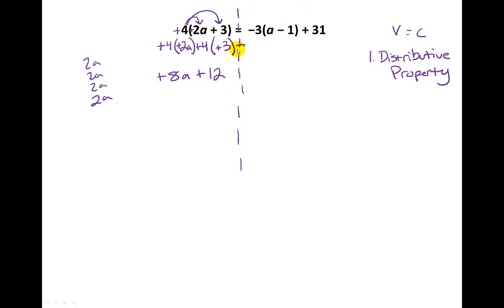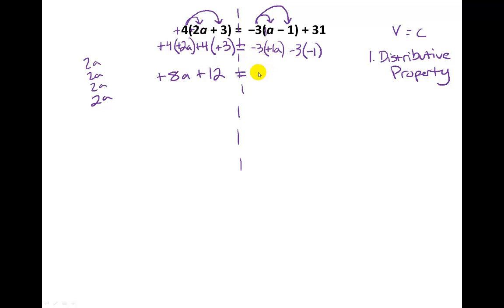I'm going to bring down my equal sign, and now I'm looking at the right side. I have a negative 3 times, or shared, distributed to an a, but an a, how many do I have? I have 1a. So I can say this is a negative 3 times a positive 1a, but then negative 3 is also distributed to a negative 1. Negative 3 times a negative 1.